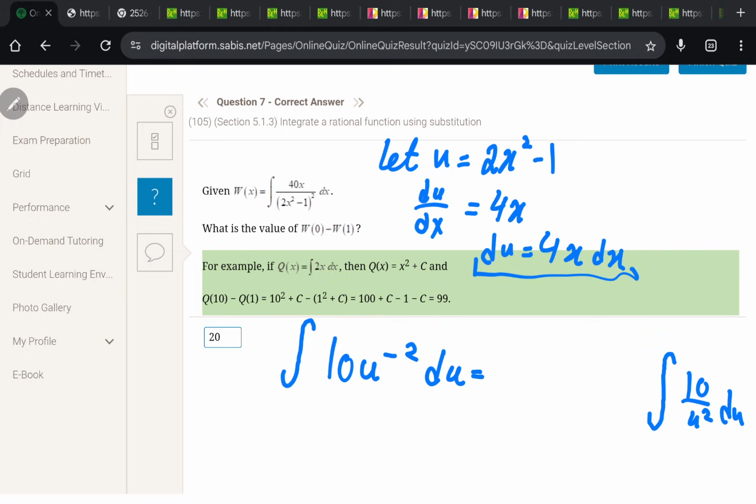Now you can simplify this, right? Add 1 to the power. Minus 2 plus 1 is minus 1, right? Divide by minus 1, so it's going to be minus 10 over u du.